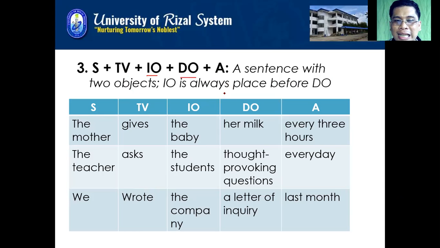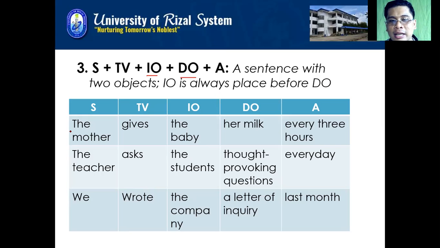We don't have such thing as S+TV+DO+A. There's no such thing as that. So again, indirect object should always be placed before the direct object. So it has to be S+TV+IO+DO. Indirect object should be placed before the direct object. So we have here the three examples.